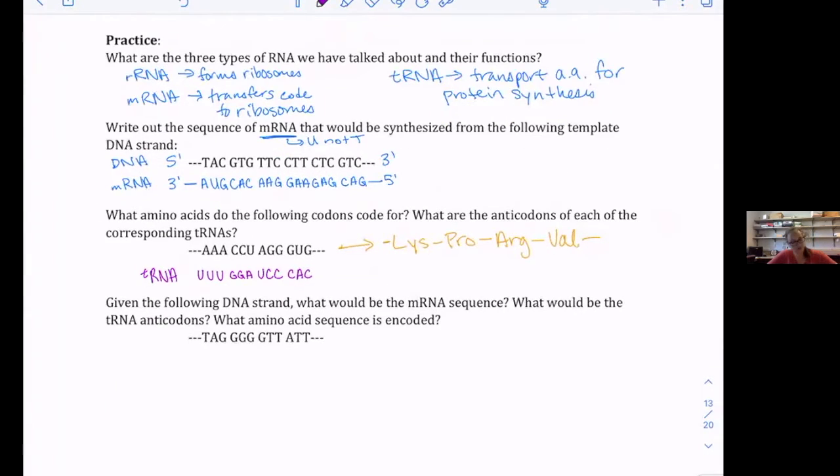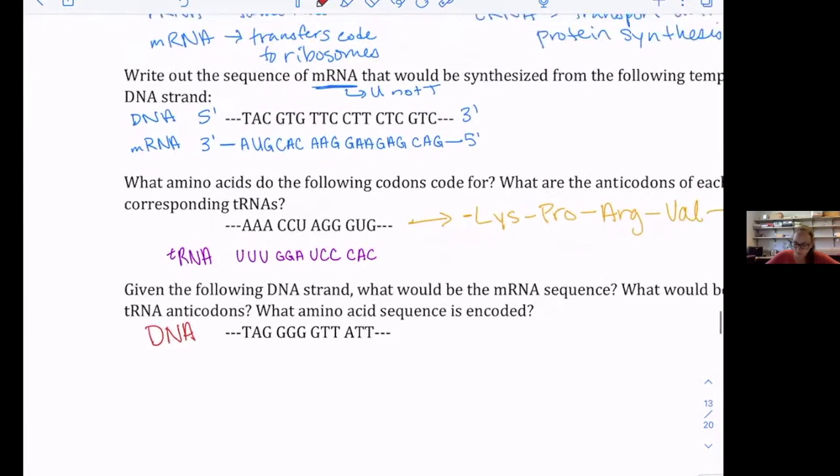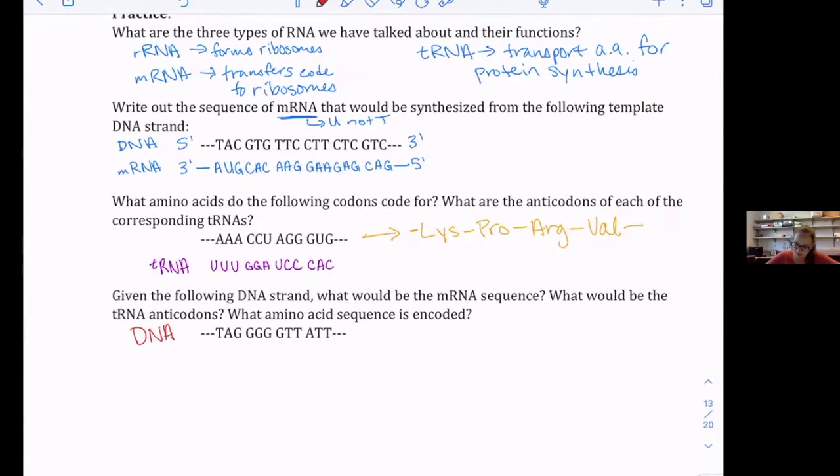Given the following DNA strand, what would be the mRNA sequence? What would be the tRNA anticodons? What amino acid sequence is coded? So we have DNA here is what we're told. Given the following DNA strand, let's start with red. We have DNA, that's a DNA strand. What would be the mRNA sequence?